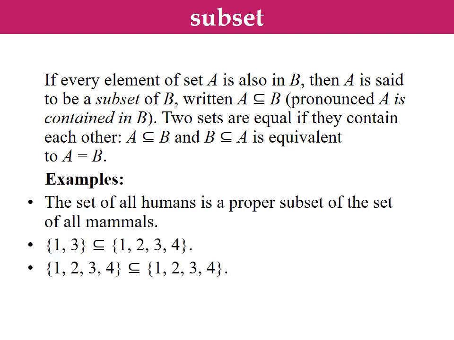For example, the set of all humans is a proper subset of the set of all mammals. Look at the second example. 1, 3 is a subset of 1, 2, 3, 4. And look at another example. 1, 2, 3, 4 is a subset of 1, 2, 3, 4. Even so, I can tell it is not a proper subset because the elements are equal.